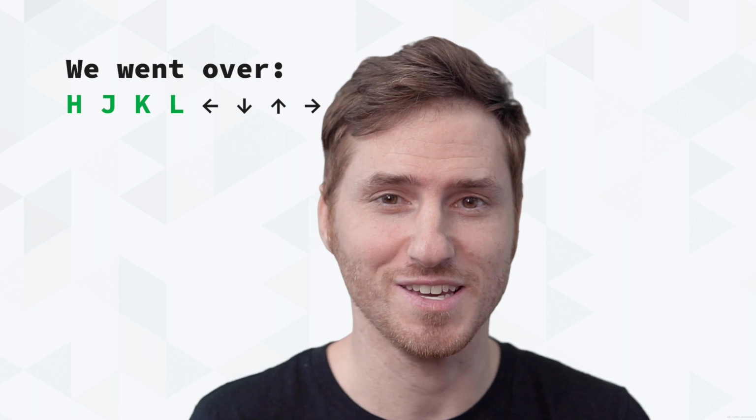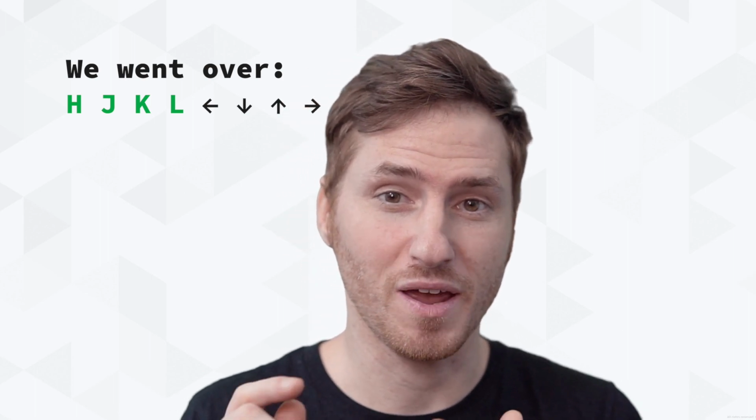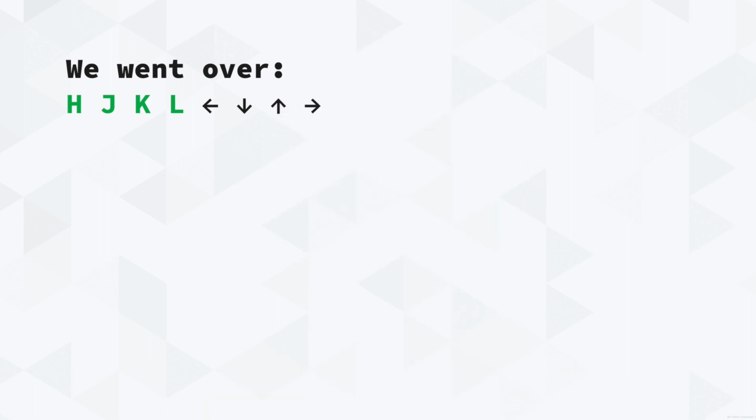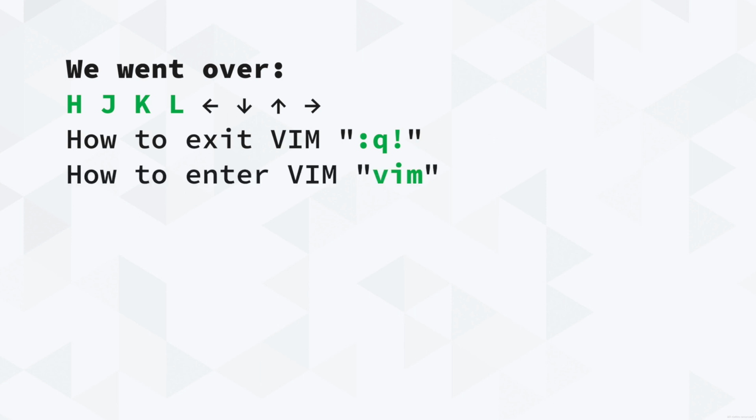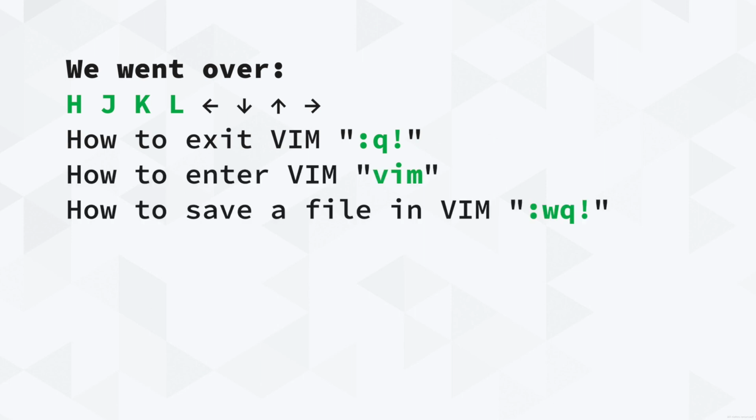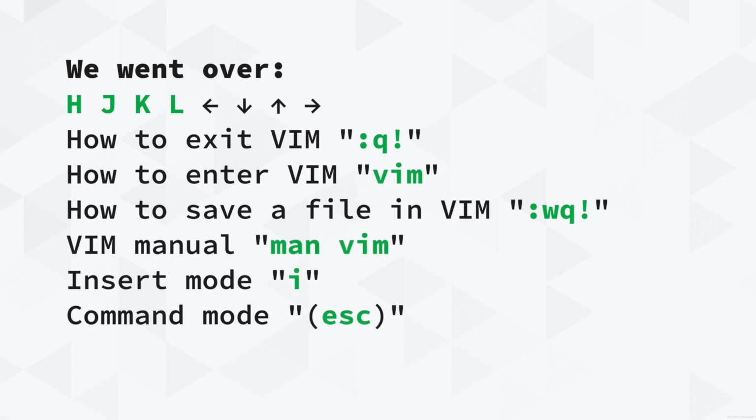So to recap, we went over the HJKL keys, which are left, down, up, and right, respectively. We also went over how to exit Vim, how to enter Vim, and how, when you're quitting Vim, to also save your file. And that's how we were able to save our file to the desktop, which I just showed at the end. We also went over the Vim manual and how to jump from insert mode to command mode. Remember, insert mode is I, and for command mode, you press escape. So run through these commands a few times to really get them underneath your fingers, literally.